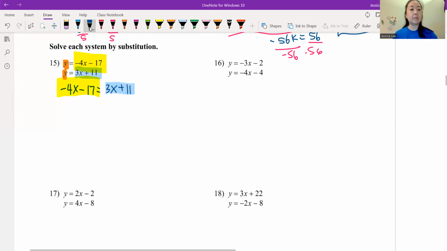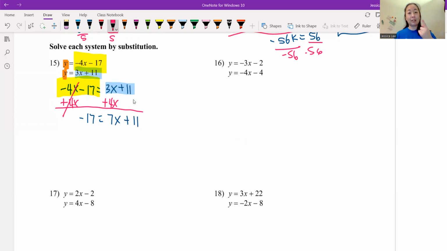All right, so let's solve this. It looks very much like what we've been doing now, right? So I'm going to get the variables on one side. So I'm just going to add 4x. You could have subtracted 3x and that would have been fine as well. All right, and then we're going to get -17 is equal to 7x plus 11. And then we're going to keep going. Now look at it.